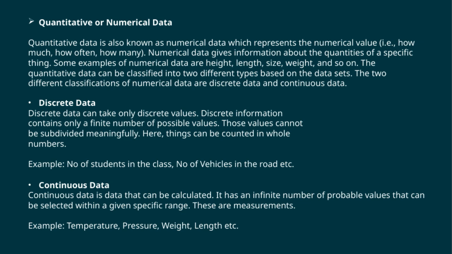Now, let's connect this to the broader theme of quantitative or numerical data. Quantitative data, which is also called numerical data, involves numbers that tell us about the quantity of something. How much, how often, or how many. Height, weight, size, these are all examples. And interestingly, quantitative data can be broken down into these two categories we just discussed, discrete and continuous. Recognizing the difference helps us choose the right way to analyze and interpret the data accurately.